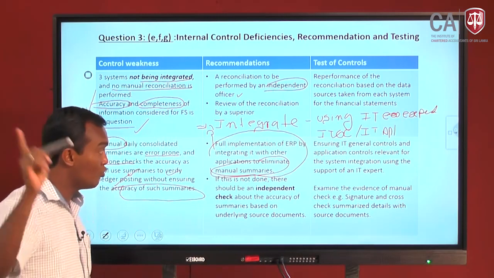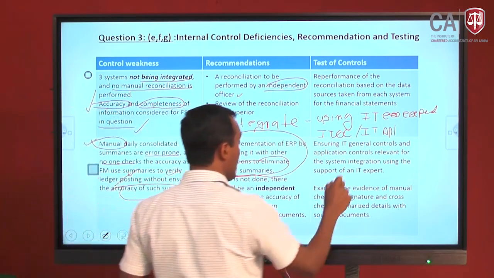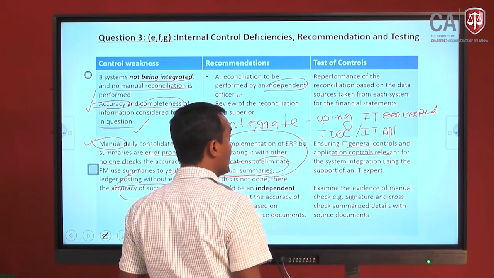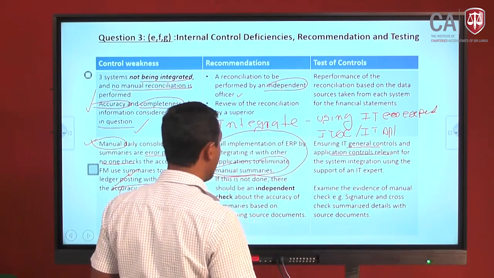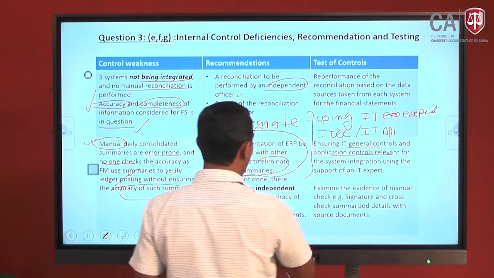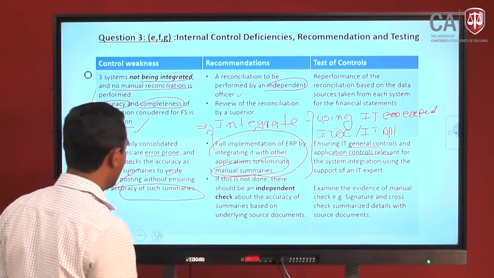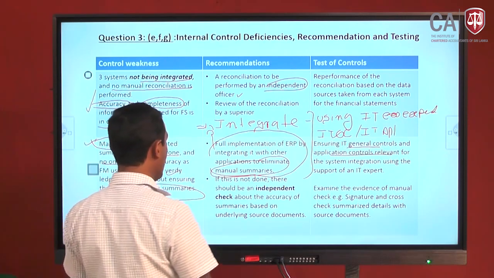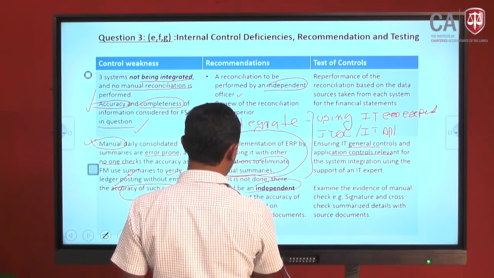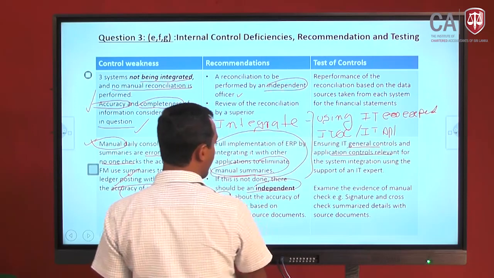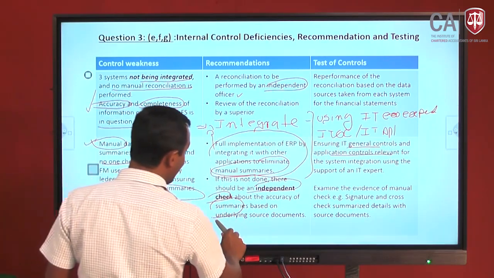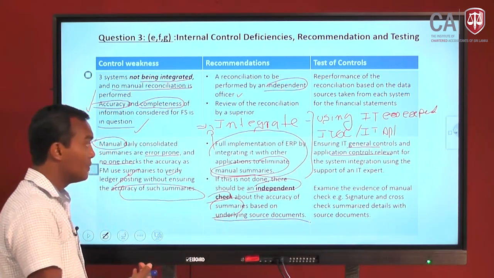Can we eliminate? And if that is done, again IT expert, you can evaluate IT control. You say ensure IT general controls and application controls are relevant. Now you can write this is like a common answer for both. Same thing I explained in the above. If this is not done, somebody should manually check, right, independent check that these summaries are accurate. Especially the summaries have to be checked together with underlying supporting data.